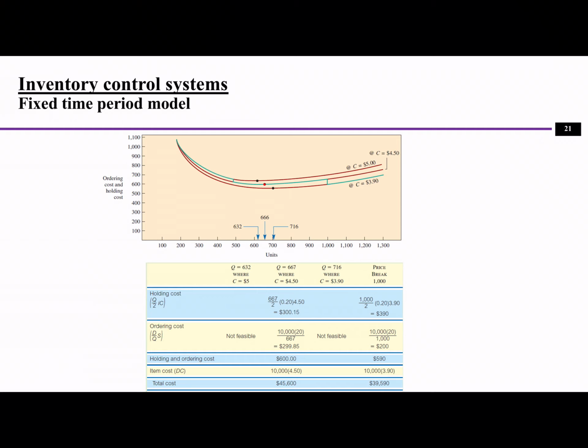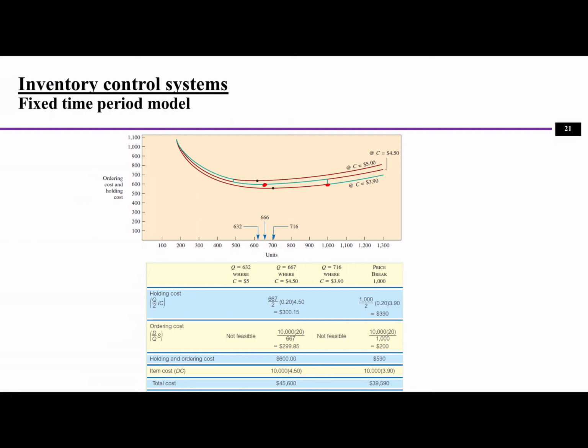And then another point I want to look at is this point, which has its price break at 1,000. Because at 1,000 we're using the third line, but right now we do not know if this point is lower or this point is lower. We have to make a comparison to find out. So all we need to do is to find the total annual cost with these 2 points.